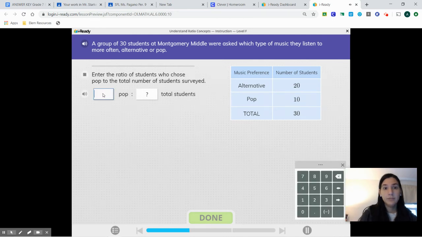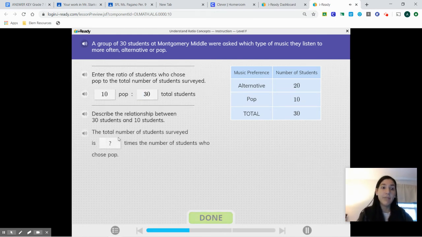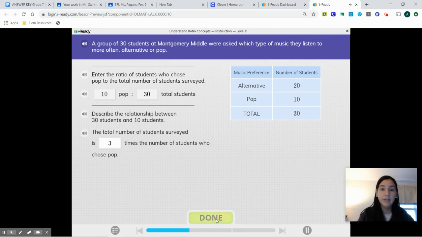Enter the ratio of students who chose pop to the total number of students surveyed. Okay, so here we're going to go pop is 10, and we see that total number is 30. So again, to go from 10 to 30, it's going to be 3 times bigger. So we're going to type 3 in here. Describe the relationship between 30 students and 10 students. So 3 times bigger, done.